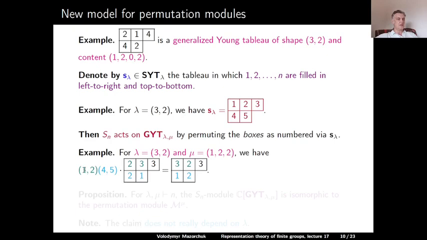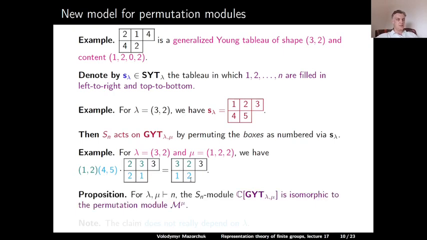So now let's take an element which is the product of the transposition of 1, 2 and the transposition of 4, 5 and apply it to this generalized Young tableau. So 1, 2 should swap the boxes numbered by 1 and 2 in S lambda. So it swaps this box and this box, and so the first row of the new tableau will be 3, 2, 3. And 4, 5 swaps the boxes 4 and 5, so we swap these two boxes, so the second row of the new tableau will be 1, 2. So the outcome of applying this element from Sn to this generalized Young tableau will be the generalized Young tableau 3, 2, 3, 1, 2.